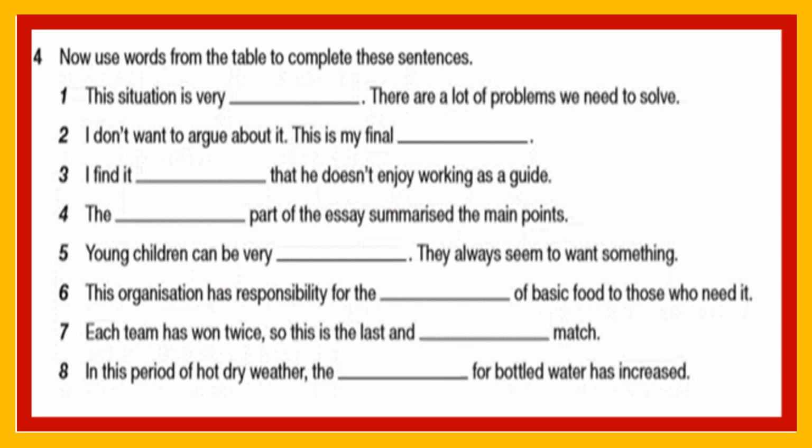Let's examine our understanding of the previous lesson. Use words from the table to complete these sentences. Number 1. This situation is very what? There are a lot of problems we need to solve. It is very challenging. This is an adjective. Number 2. I don't want to argue about it. This is my final decision. This is a noun.